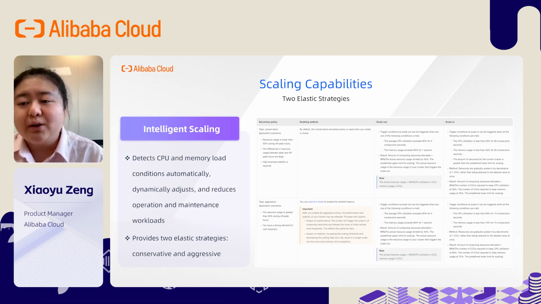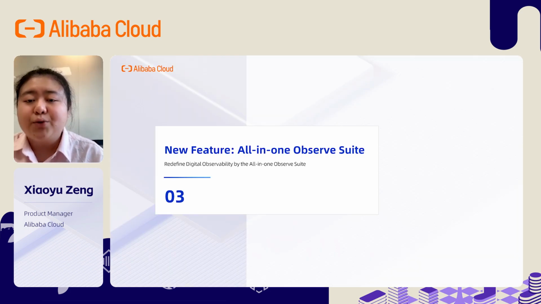They have different scale thresholds and are designed to match different workload volatility. The conservative mode is more sensitive to sudden increase for workload, while the aggressive mode is more efficient on saving costs while off-peak. Now let's introduce our new all-in-one Observe Suite.